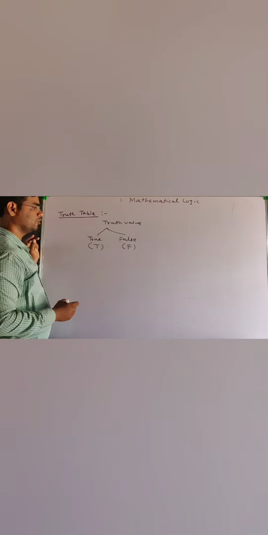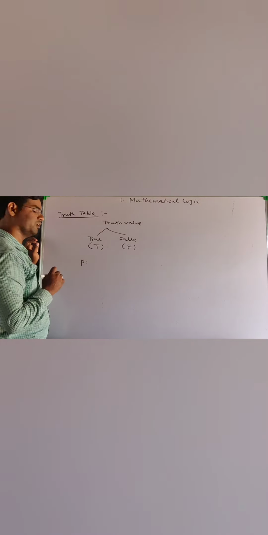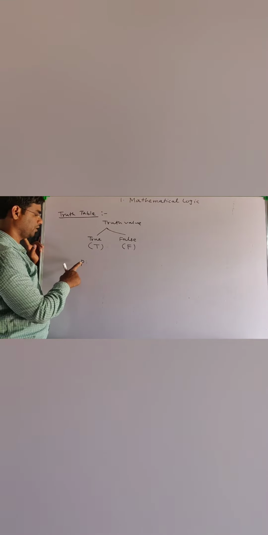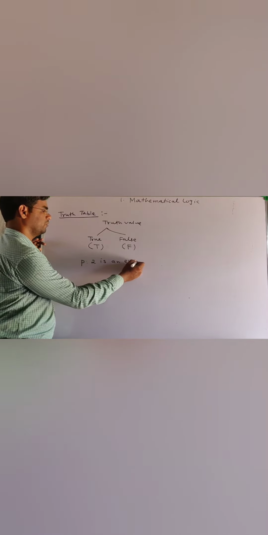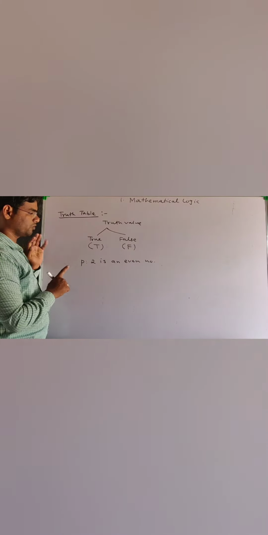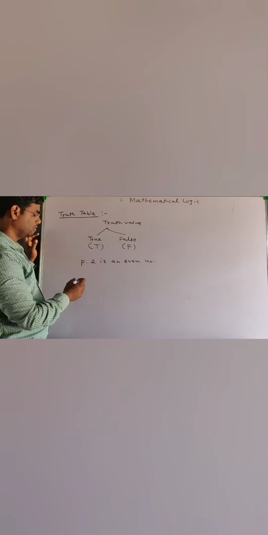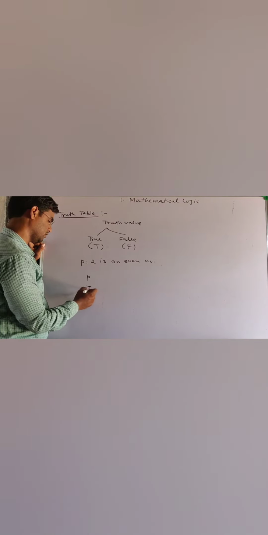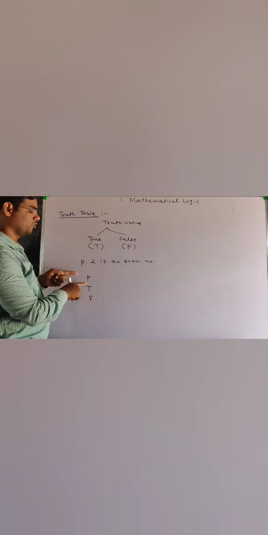Suppose we have a simple statement without any connective, then what is the possibility? Simple statements are usually denoted by small letters P, Q, R, S, T. Suppose P is the statement "2 is an even number," and we have to state whether it is true or false. There are two possibilities, either it is true or false. So if you have a single statement, it has only two possibilities, either true or false.